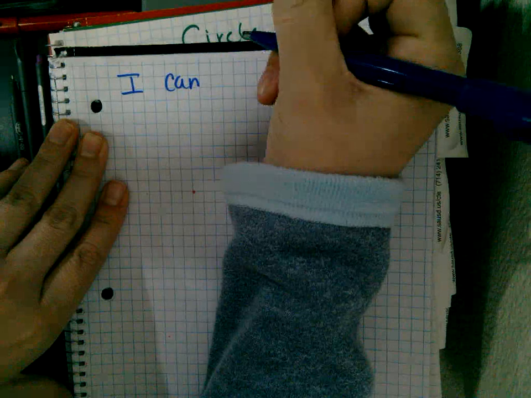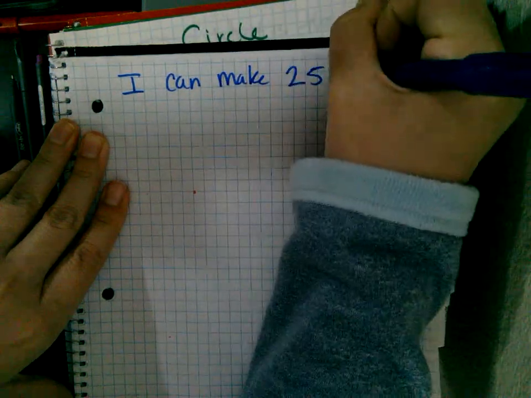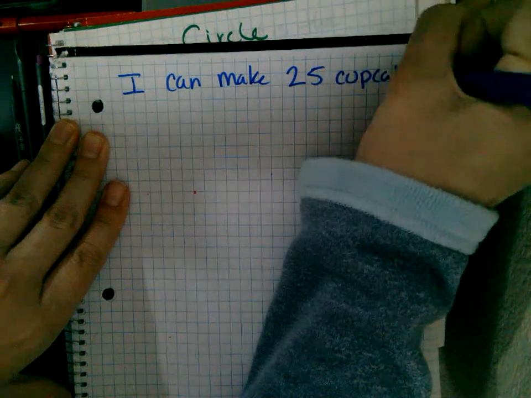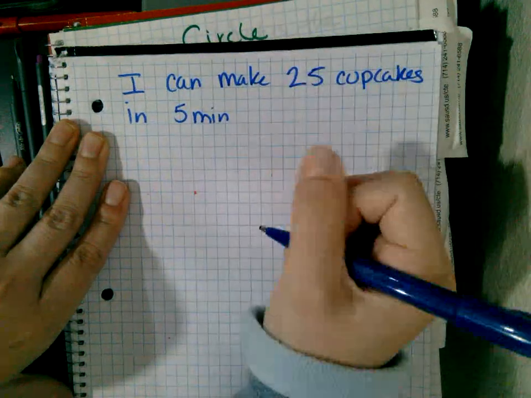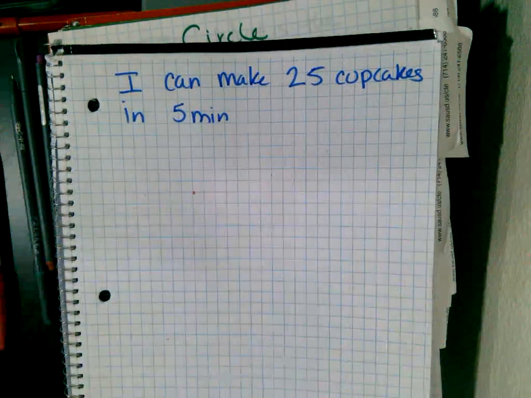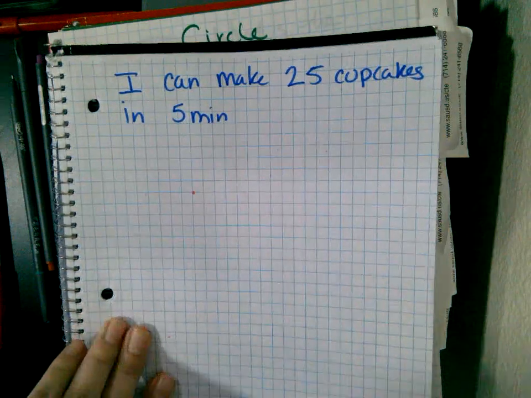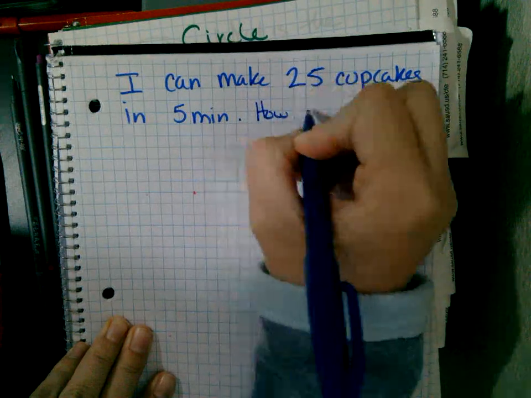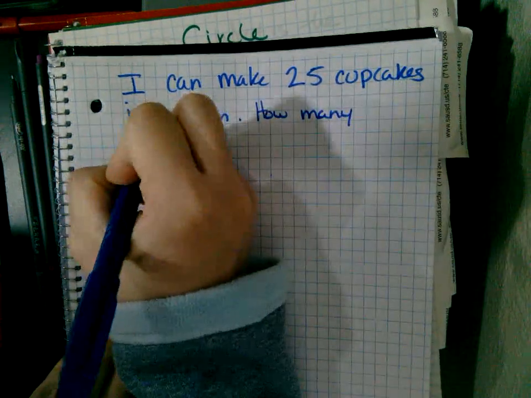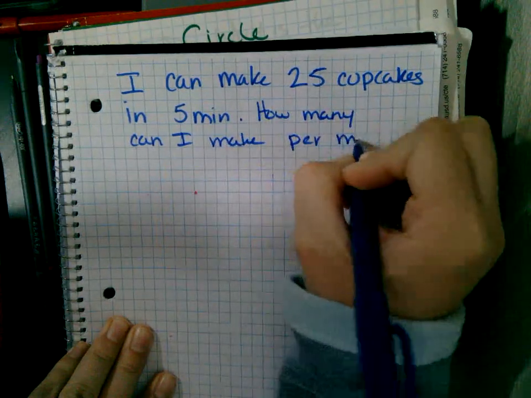I can make 25 cupcakes in 5 minutes. Like, I guess I should not say make, decorate. I can decorate. Oof, I'm like the best at decorating cakes. Oof, my goodness. I'm really not. Okay. How many can I make per minute?